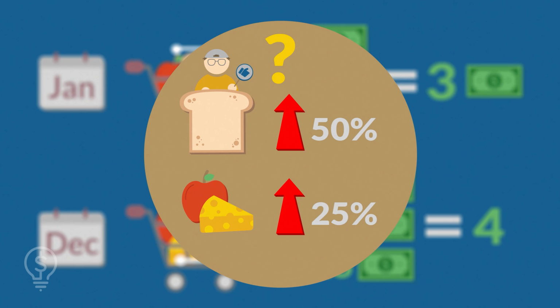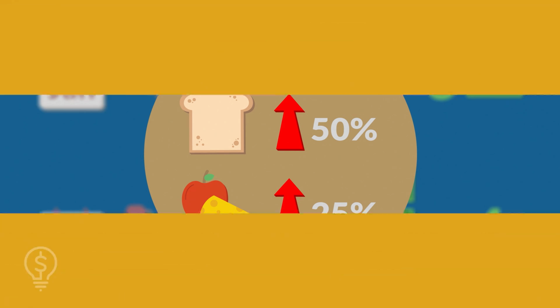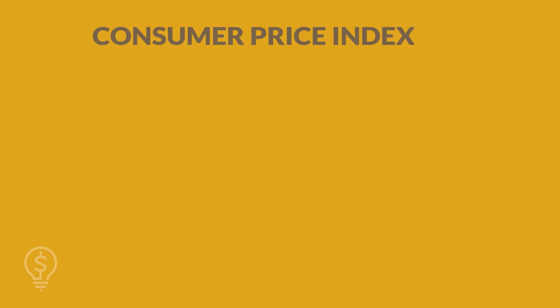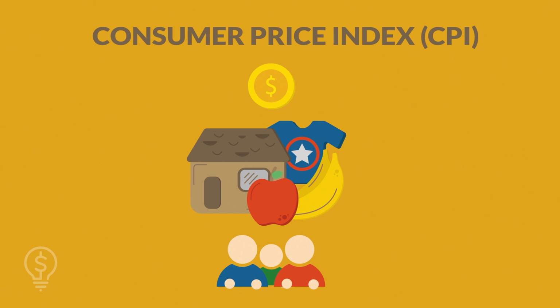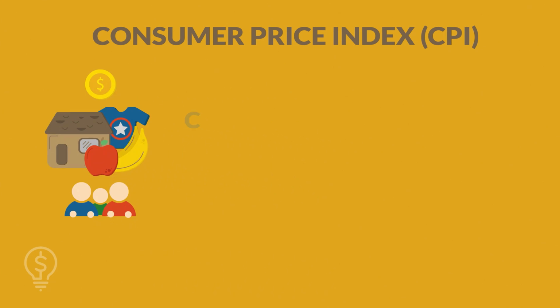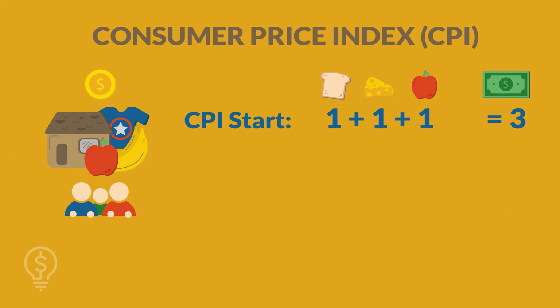To answer this question, economists propose to create what is known as the Consumer Price Index. This index is nothing more than the price of a set of goods and services representative of household consumption. For our simplified example, the CPI at the beginning of the year will be the sum of the price of bread, cheese, and apples, $3, and at the end of the year, the value of the index will again be the sum of the prices of the same products, but now increased to $4.